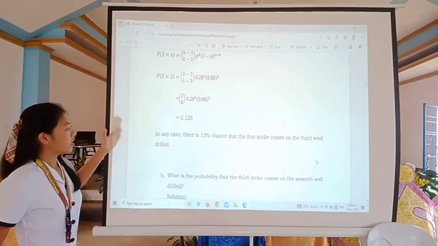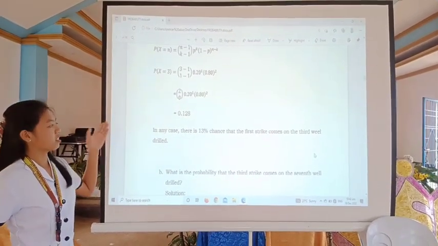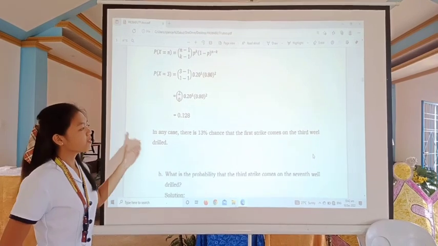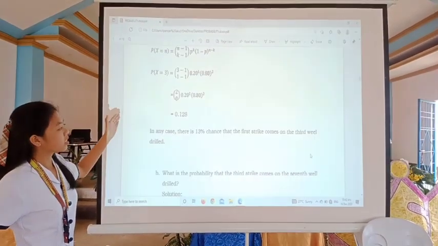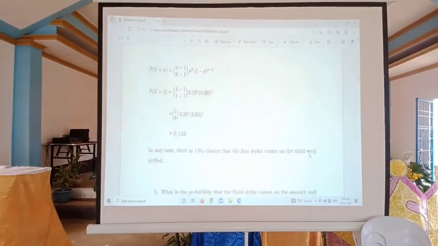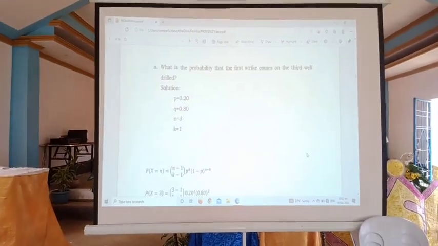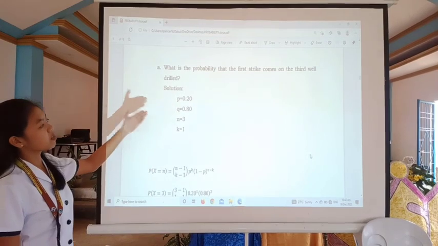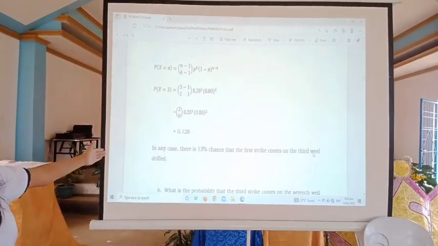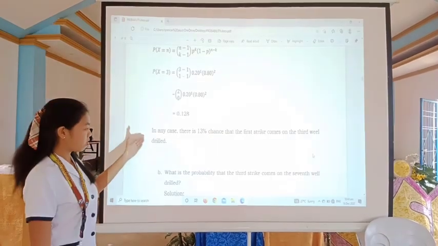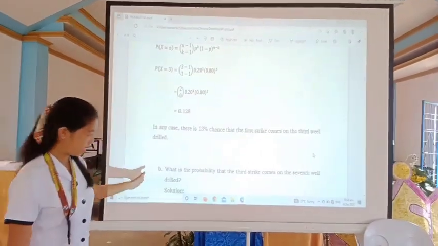And then it is equal to 0.128. In any case, there is a 12.8% chance that the first strike comes on the third well. For the question, what is the probability of the first strike coming on the third well? So the answer is, the probability is 0.128.